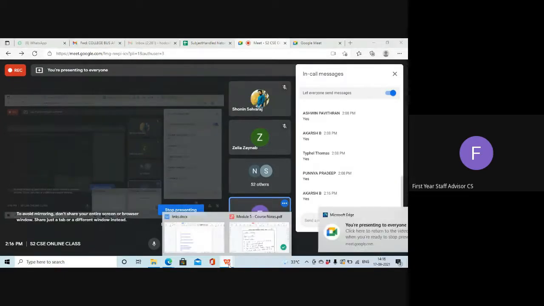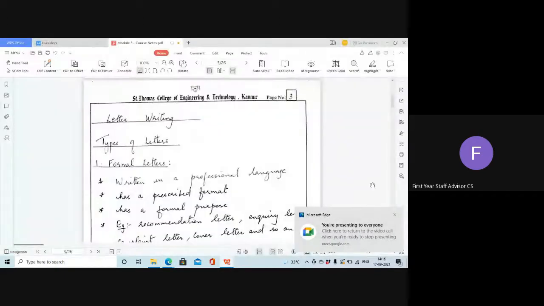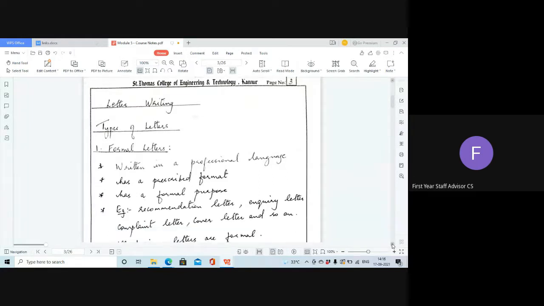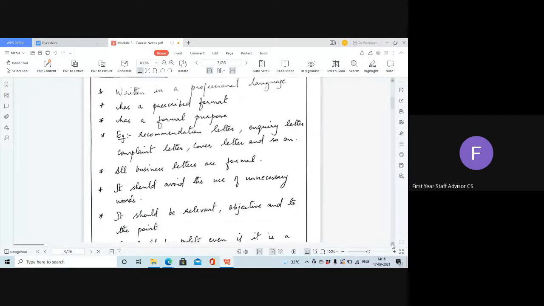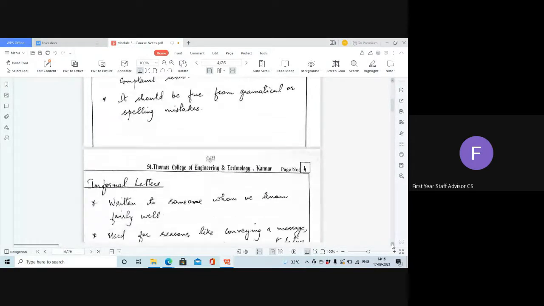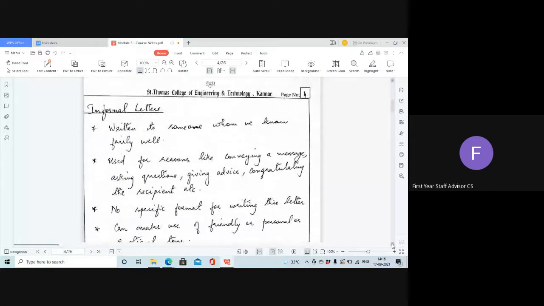Now let's move on to the next part, that is letter writing, and I think we have covered it already in module 1. I think I have given one PPT also. So letter writing, we have different types of letters, formal letters and informal letters. So you just read through these points because these points were said earlier also.